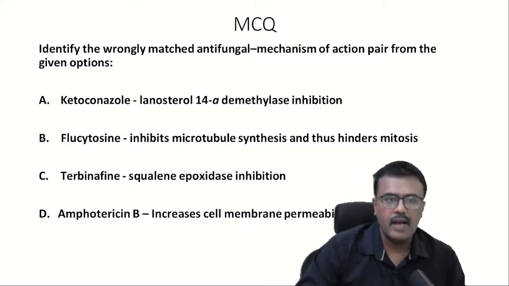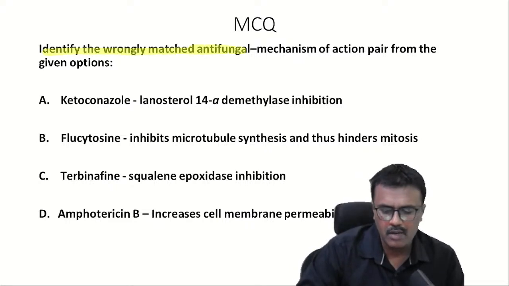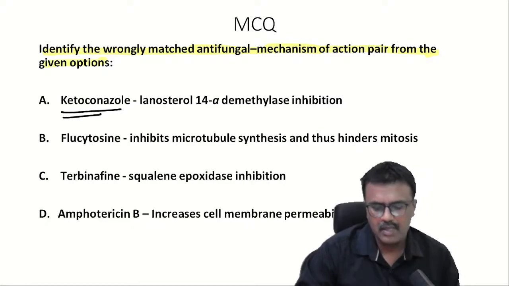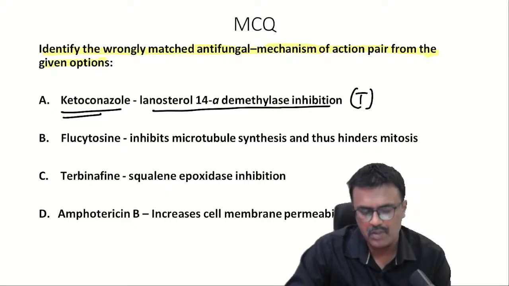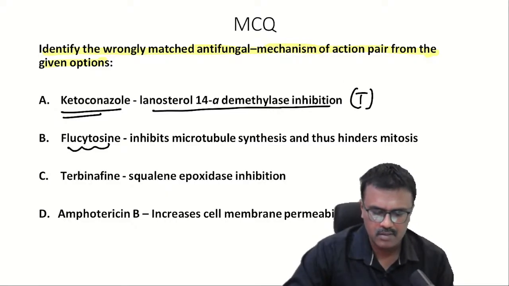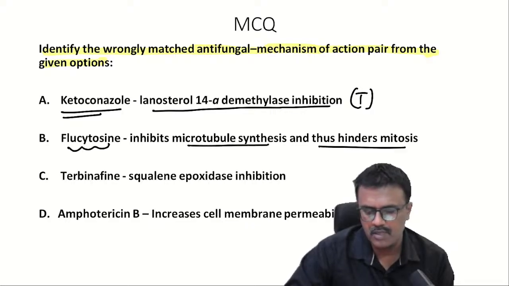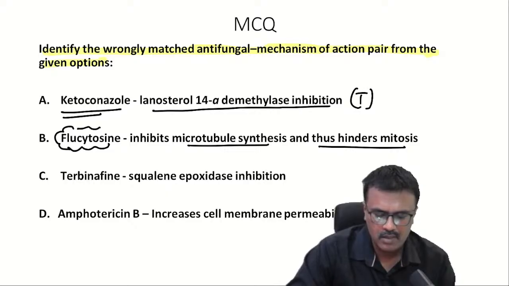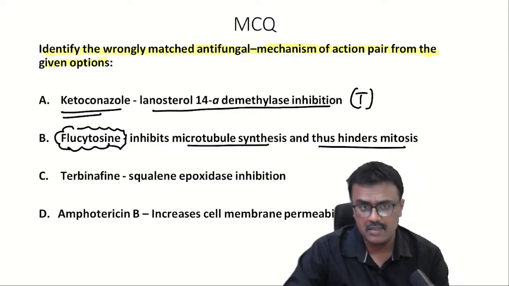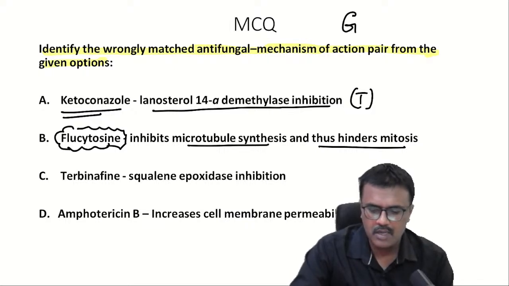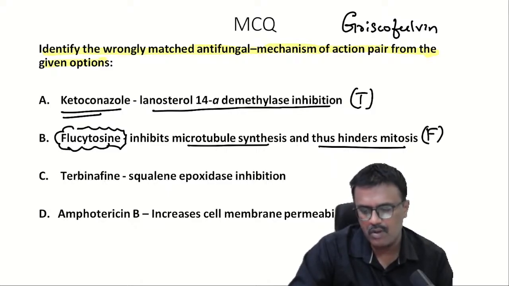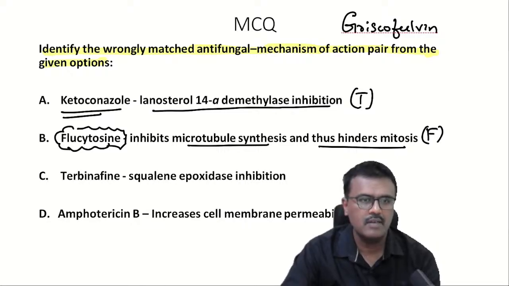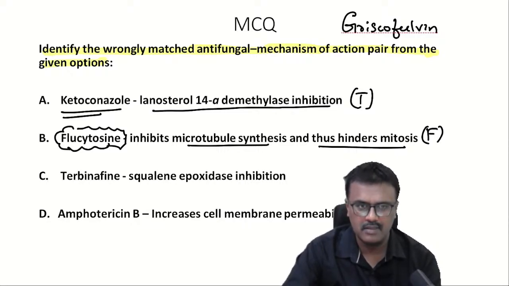Moving on to the next, the antifungal drug. You have to identify the wrongly matched antifungal mechanisms from the given options. Ketoconazole inhibits lanosterol 14-alpha demethylase. Yes, it is true. Flucytosine inhibits microtubule synthesis, hinders mitosis. No, flucytosine is going to inhibit DNA synthesis, not microtubule. Microtubules are affected by an antifungal called griseofulvin. So the second is false. Flucytosine is going to inhibit DNA synthesis.